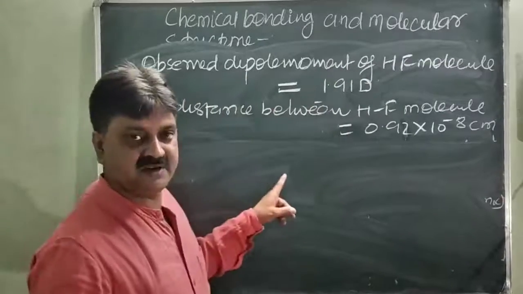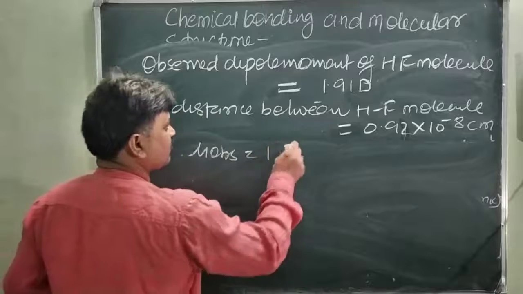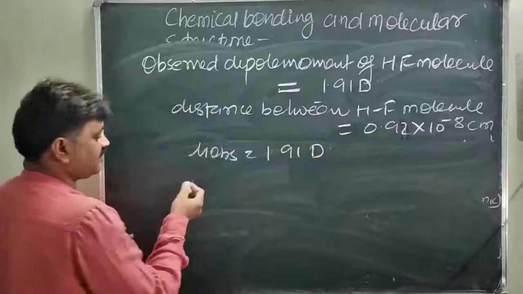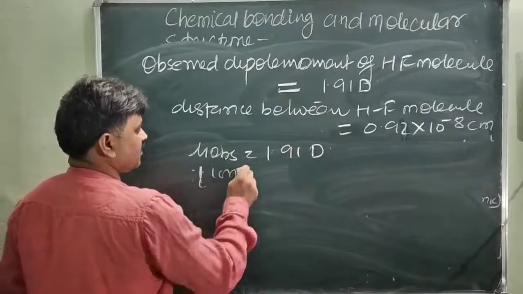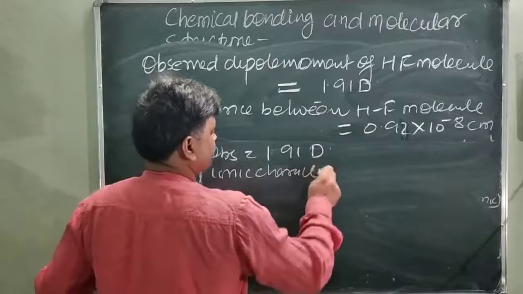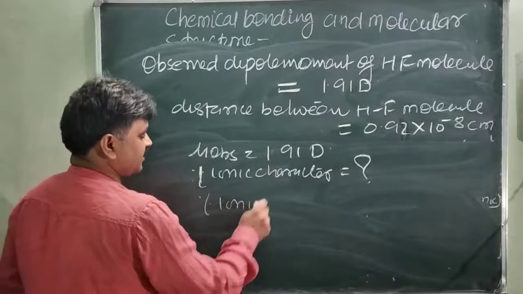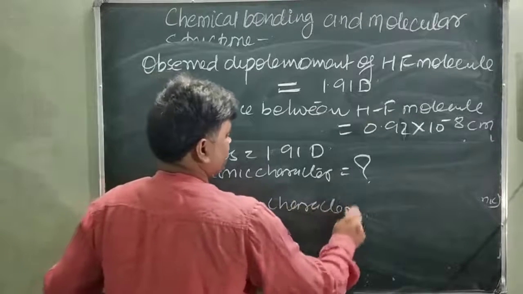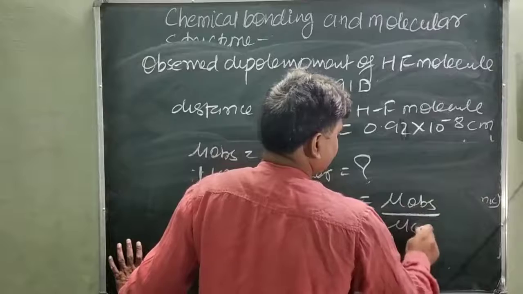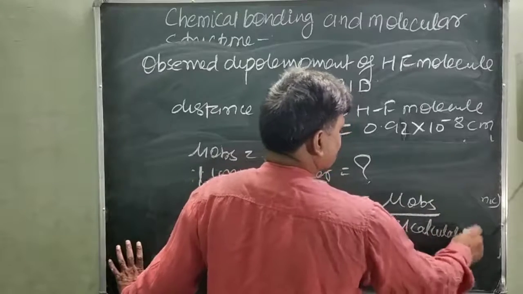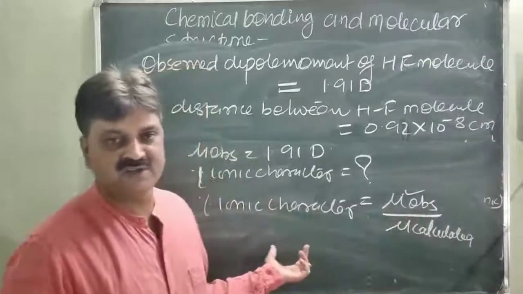So distance is given here, and the mu observed is also given, 1.91 D. The percentage ionic character is to be calculated here, and the formula is percentage ionic character is equal to mu observed upon mu calculated. So you have the value of the mu observed, you will calculate the mu calculated value, then divide to find out the percentage ionic character.